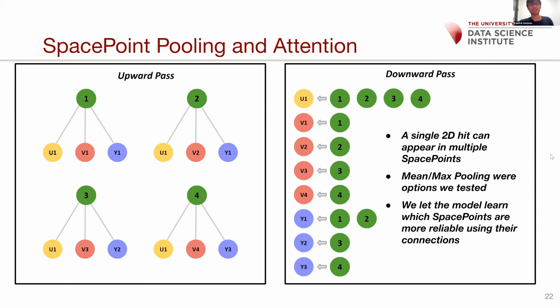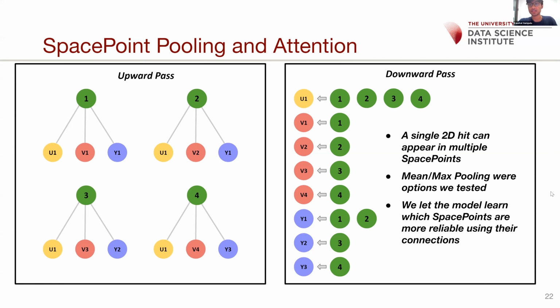In addition, we can also introduce the idea of space point attention, which is basically similar to how the 2D network trained edge weights. We can also train edge weights with the 2D to 3D connections, and then use those weights to inform, okay, let the model decide how important is the contribution of space point 1 back down to the 2D hits, or how important is the contribution of space point 2 back down to the 2D hits.